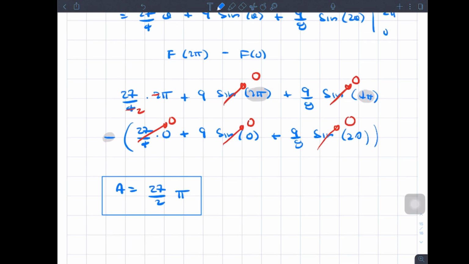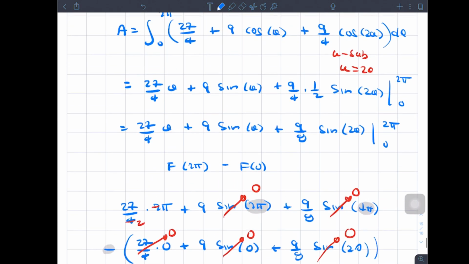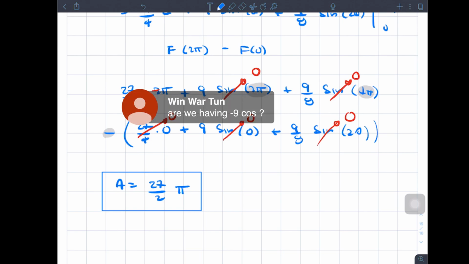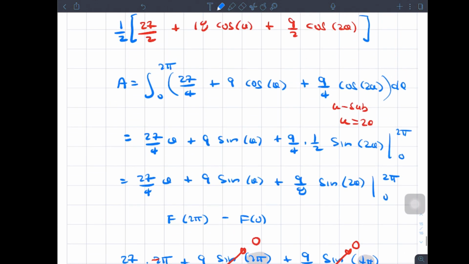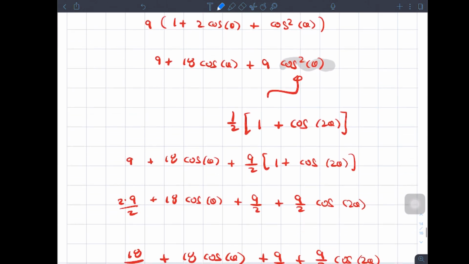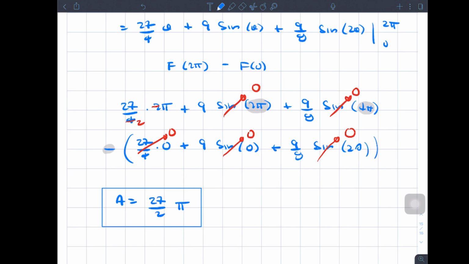All righty, 27/2 pi. Okay, so this is what we get for this question, and checking in the back of the book, we are correct. Someone asked: are we having a minus 9 cosine? Not quite sure where you're getting at, but again, I checked in the back of the book. This is the correct answer. So double check your work. We're good. So this is how we find the area of an enclosed curve.